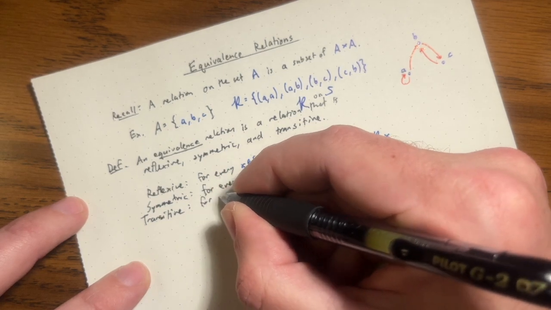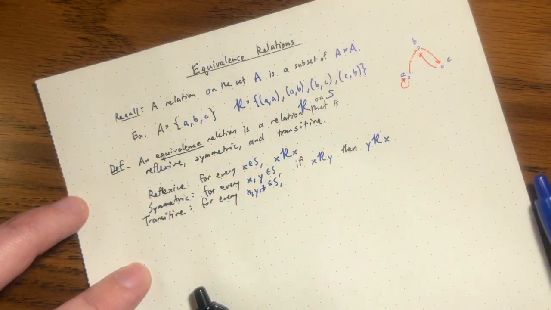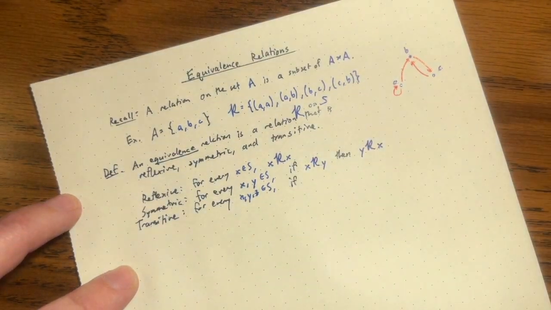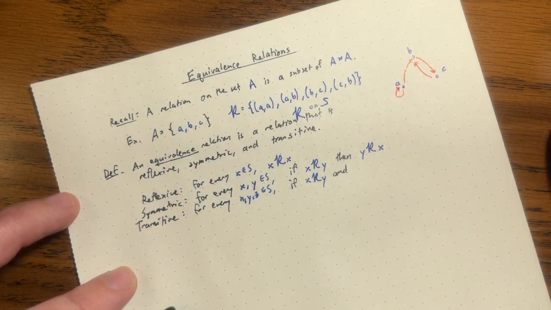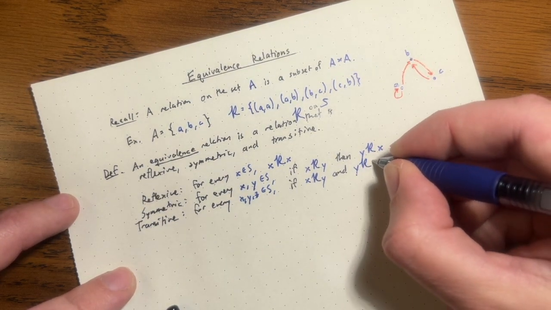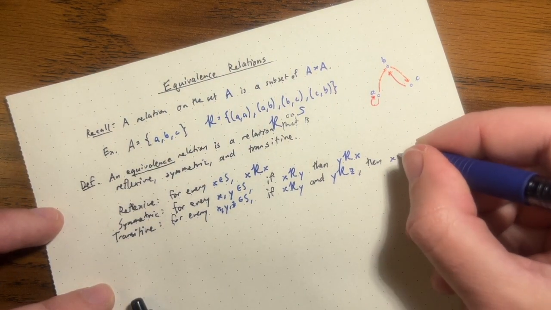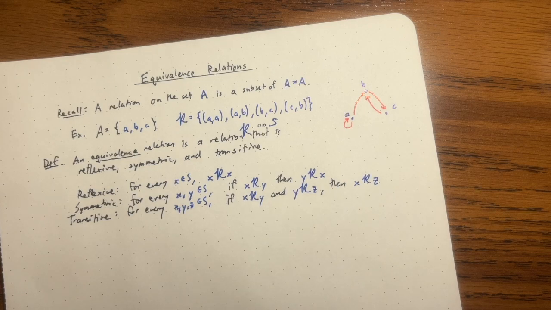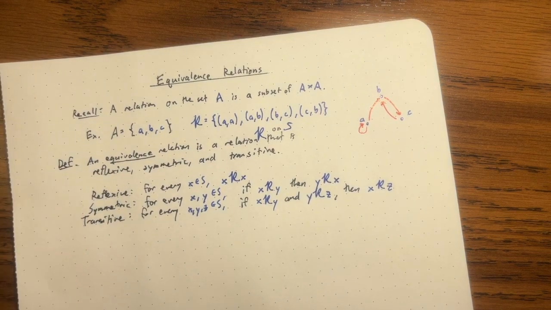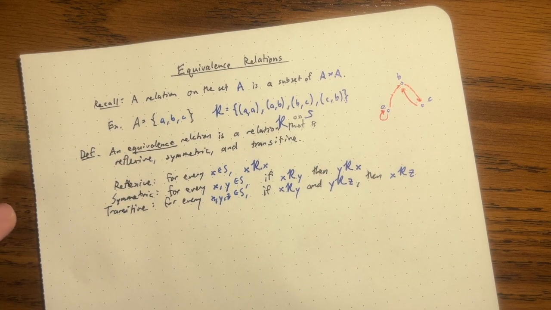And then transitive means for every three things in my set, say X, Y, Z, if X is related to Y and Y is related to Z, then the conclusion is X is related to Z. So it's directly related to Z. You can actually verify this one up here as none of these three things hold. So you should try to do that yourself. But to be an equivalence relation, we need all three of these things. And again, these three things are basically designed to best capture the essence of what it means to be equal.